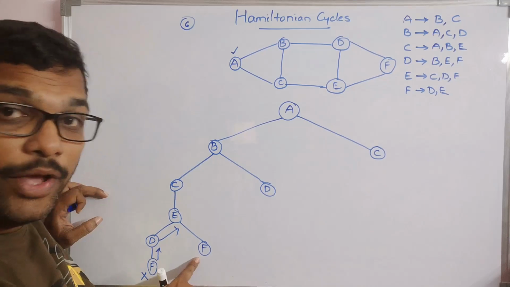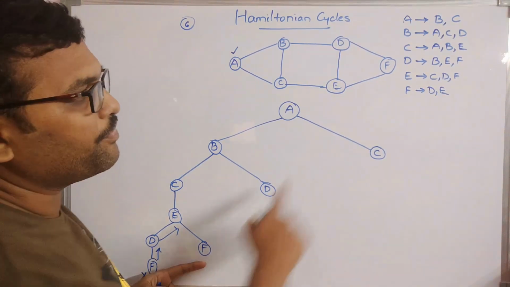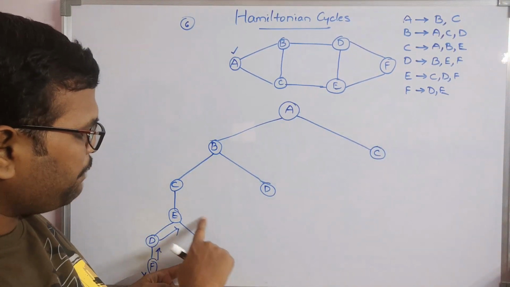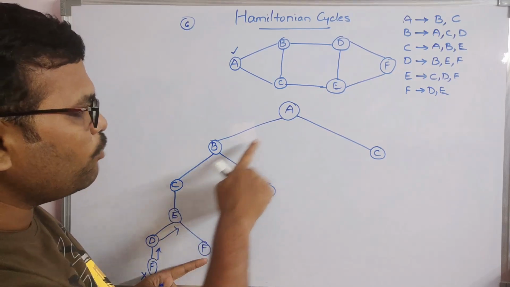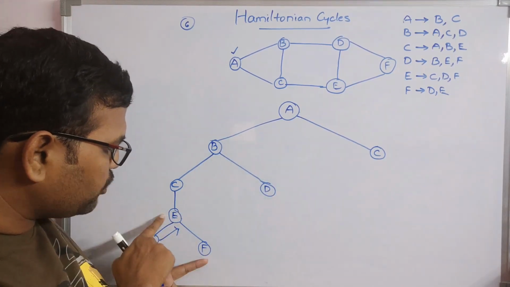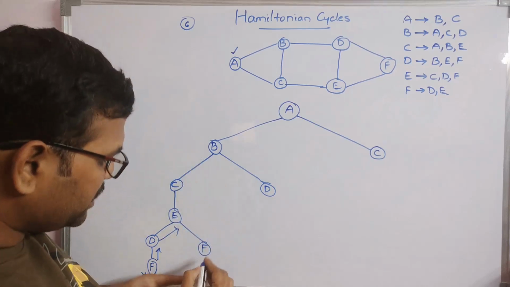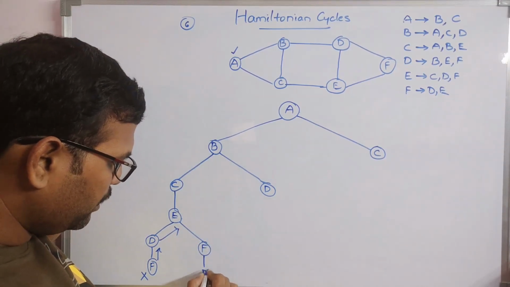So there is an alternate way. Here from F there is D and E. In this path, check whether D and E have been visited or not. E is already visited, but D is not visited. So there is a path from F to D.